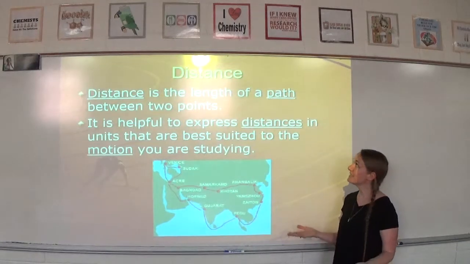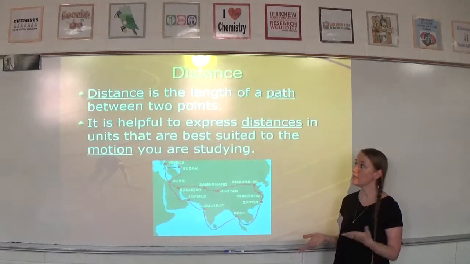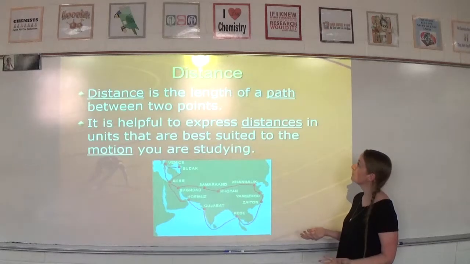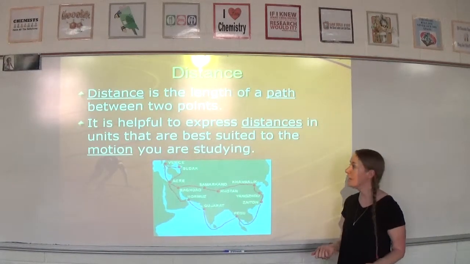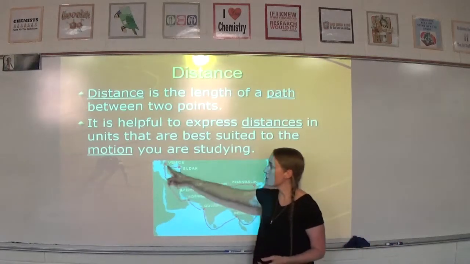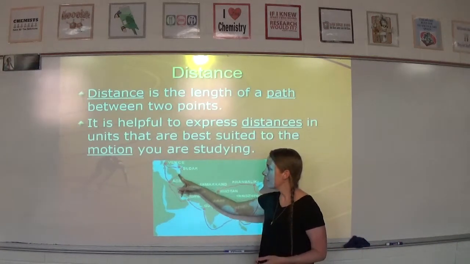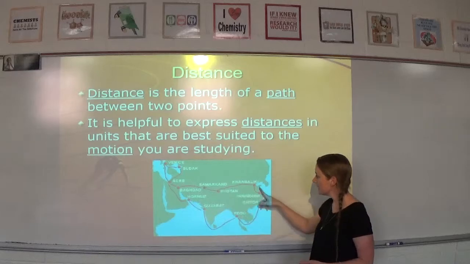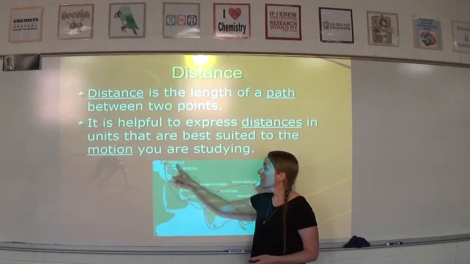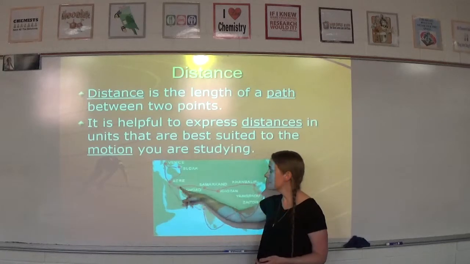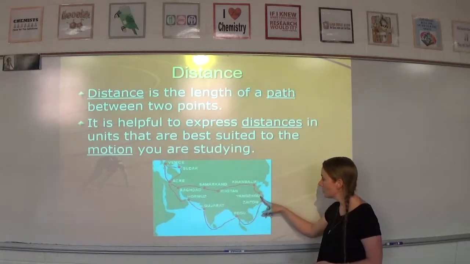So distance is the length of a path between 2 points. It is helpful to express distances in units that are best suited to the motion you're studying. For example, let's say we start here in Venice and we travel through all these different places and come back around to Venice. Then our path taken is our distance, so we'd have to add up all these amounts.